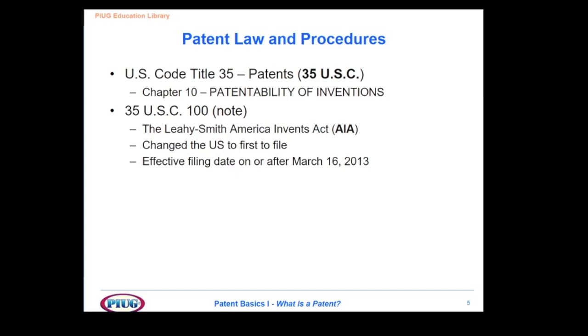This changed the U.S. to a first-to-file authority and is in force with the effective filing date of March 16, 2013. Section 100 also provides definitions for commonly used terminology, such as inventor, the individuals collectively who invented or discovered the subject matter of the invention, and effective filing date as the actual filing date or the filing date of the earliest application for which the patent or application is entitled by right of priority.